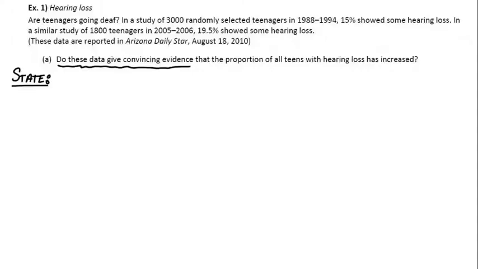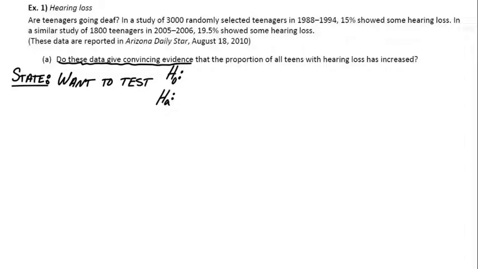So it's a 4-part grading rubric. Let's start with the state step. So we want to test 2 hypotheses. The null, this one's going to be pretty much the same every time, is going to say that those 2 proportions, the true population proportion of teenagers from that generation and from that generation, are actually the same, right? So P1 minus P2 would be 0. That's the null hypothesis. Then the alternative would be, we're trying to suggest that one of them is actually bigger, right? We're trying to say that this group of teenagers actually shows more hearing loss than the older group of teenagers.